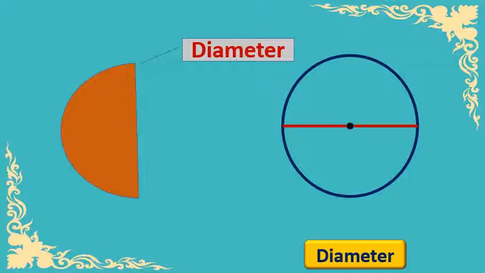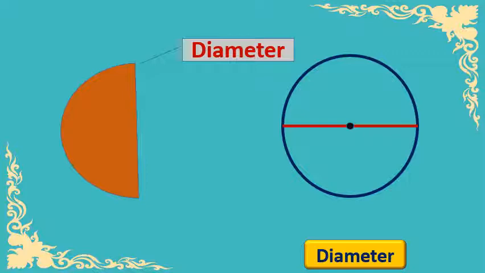Then you can ask, what is the difference between the diameter and the chord? Yes, brilliant question. The difference between the diameter and the chord is that diameter always passes through the center of the circle. Means it cuts the circle into two equal parts. But what about the chord? Chord only joins two points on the circle.